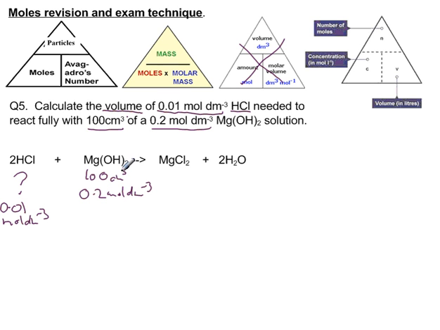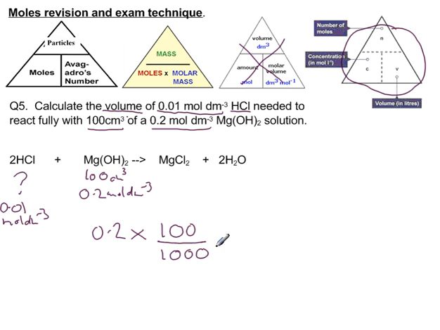So if we've got a volume and a concentration, we must use the concentration equation. Rearranging this to work out the number of moles of magnesium hydroxide, we would do the concentration multiplied by the volume. Now remember, the volume here is given in centimeters cubed. We must use litres. So to convert centimeters cubed into litres, divide by 1,000. And that's equal to 0.02 moles of magnesium hydroxide.